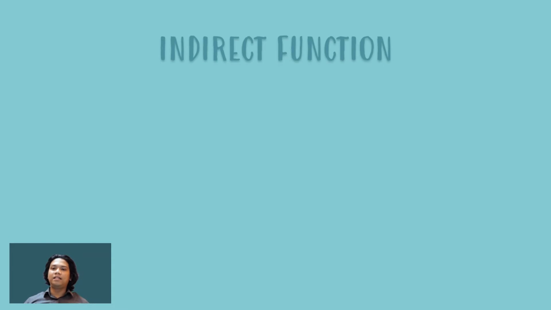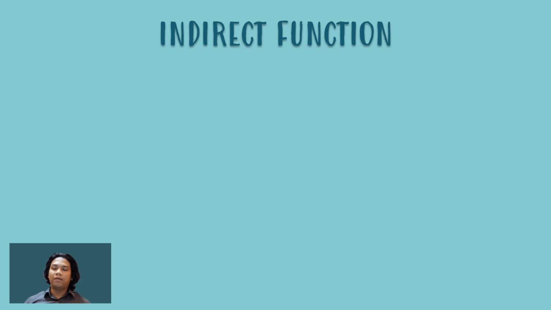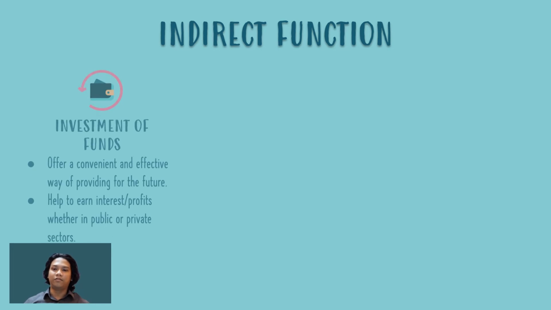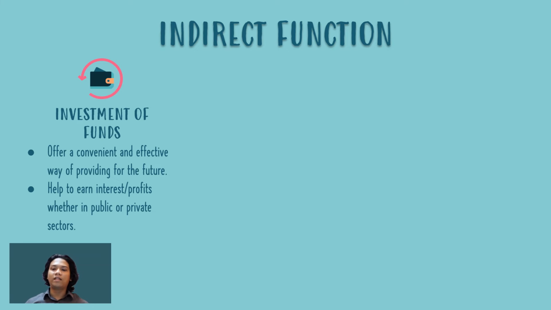Okay, the next one is the indirect function of insurance. Basically, there are three functions under this indirect function. The first one is the investment of funds. Investment of funds offers a convenient and effective way of providing for the future. To put it in simpler terms, it helps us with our saving in the future. Through the investment made, it helps us to earn interest or profit, whether you are in the public or private sectors. And the next one is invisible exports.